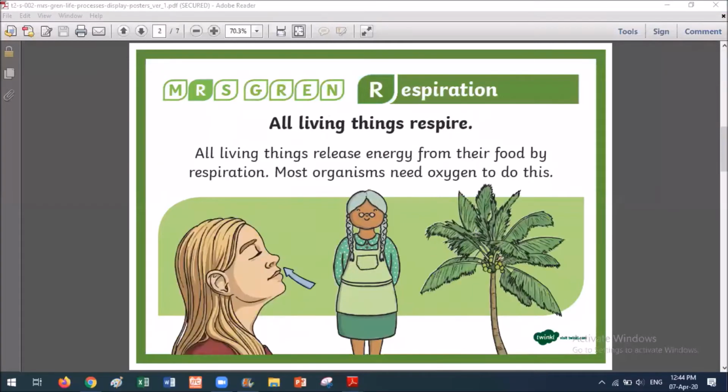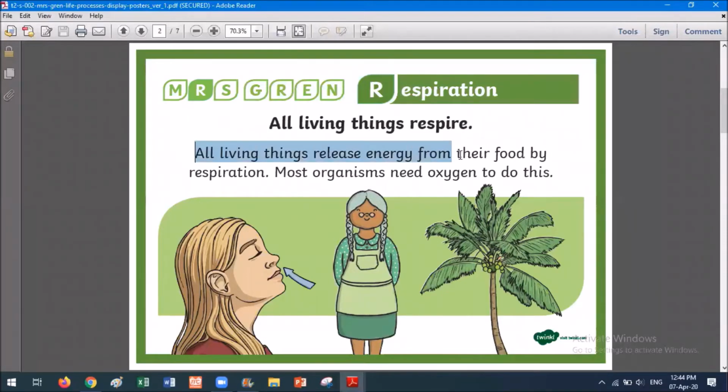Okay, so next one, R, respiration. This one is all living things release energy from their food by respiration. And we say most things need oxygen to do this. So respiration is the taking in of the oxygen for us to change to energy for our body. So the second one is respiration.